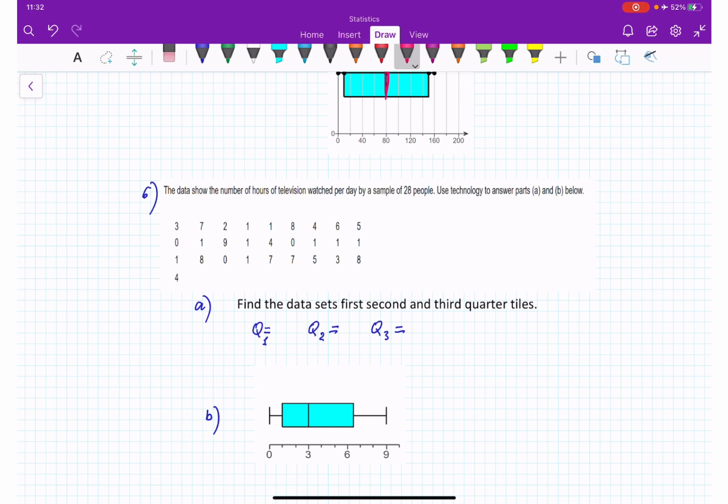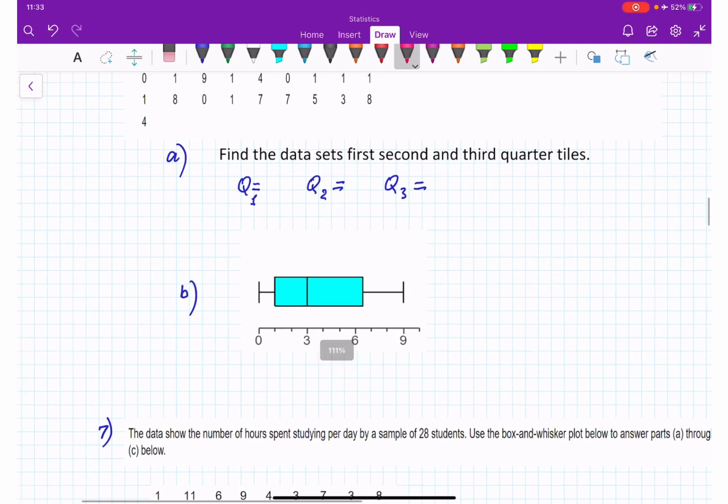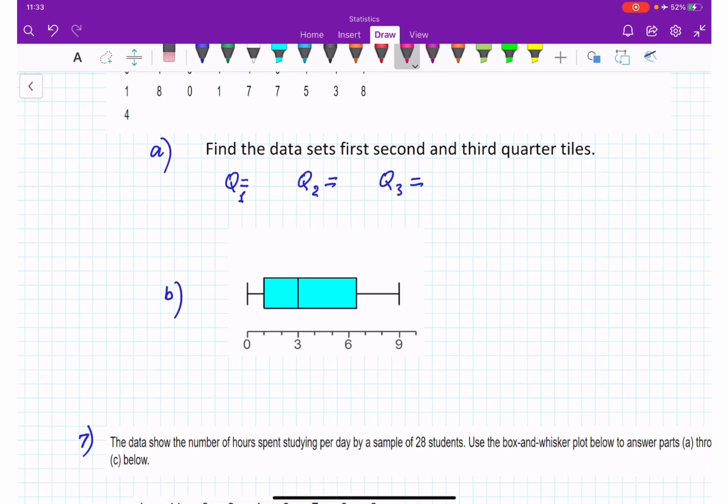I'll put it under this video. So the same way you arrange it, you can find it. So looking from this box plot, I can say that Q2 is going to be 3. Here it's going to be 1. And this one is between 7 and 8, so it looks like it's going to be 6.5.